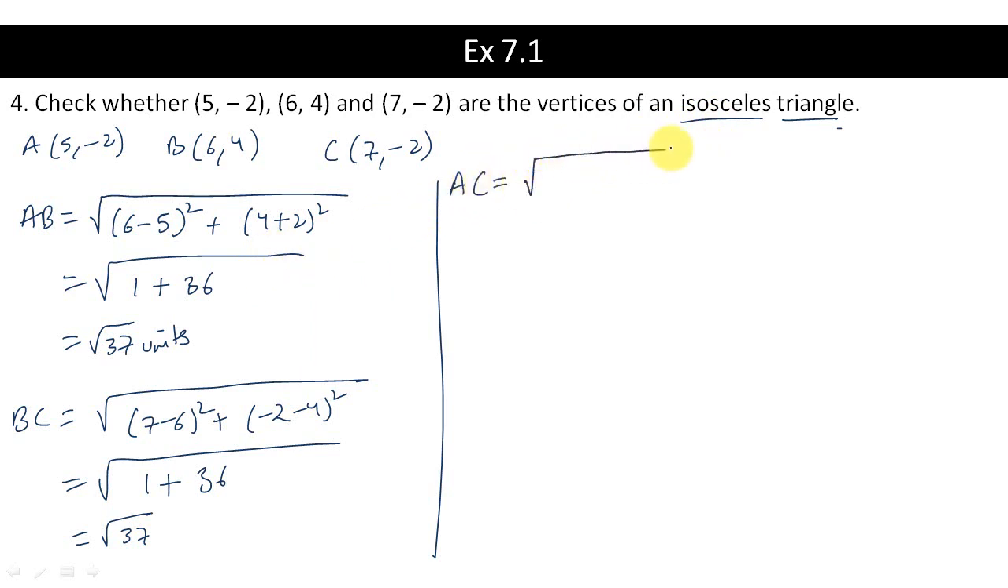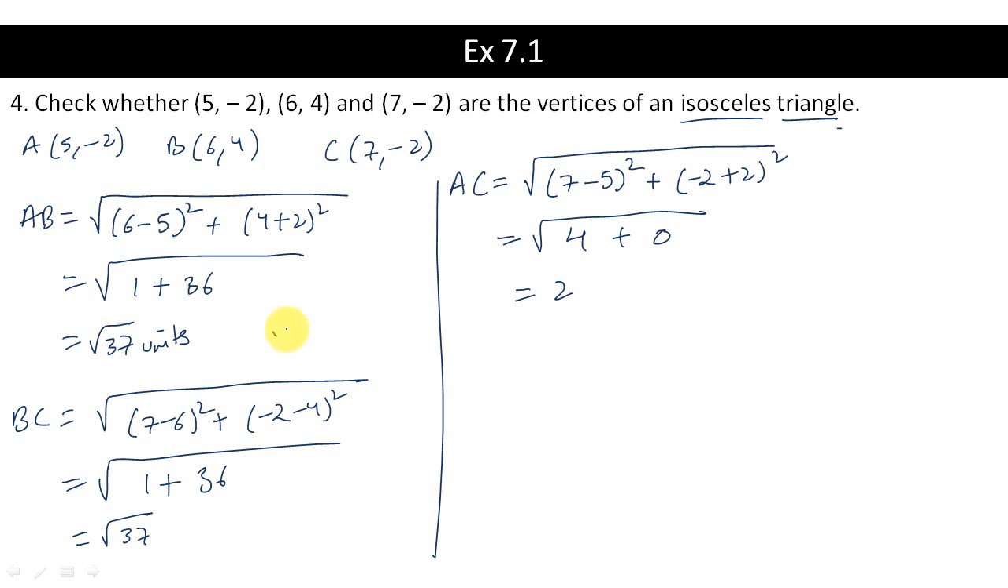So AC will be under root of (x2 minus x1) square plus (y2 minus y1) square. So it will be 7 minus 5, which is 2, 2 square is 4, plus (-2 plus 2), which cancels out. So the answer is 2. So here two distances are under root 37 and one of them is 2 units.